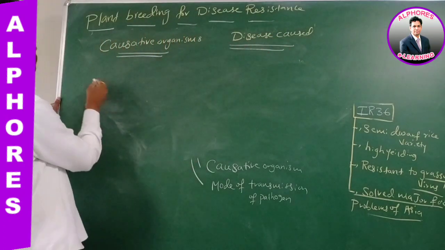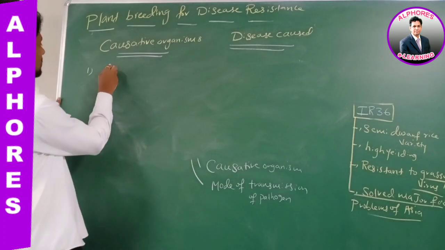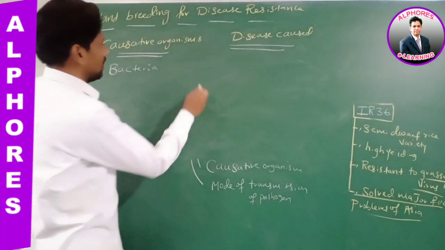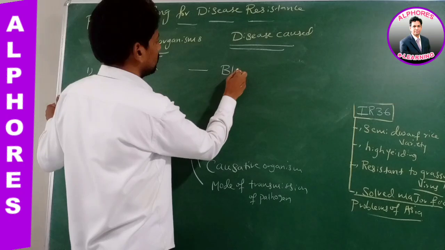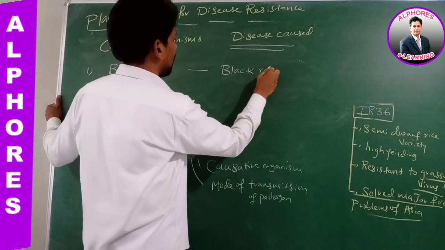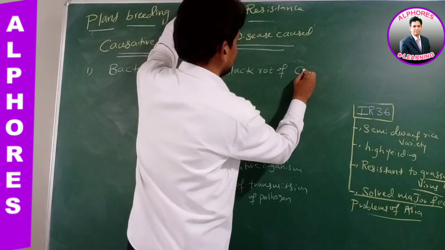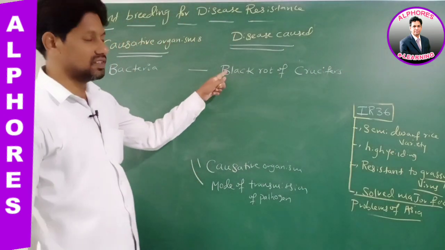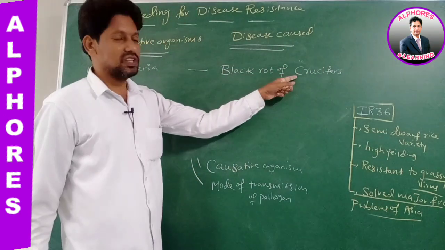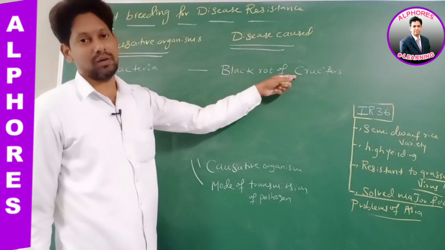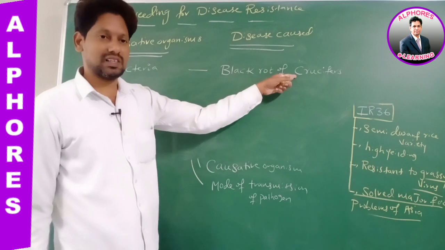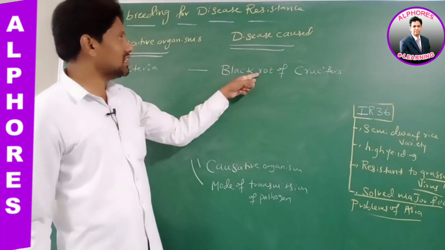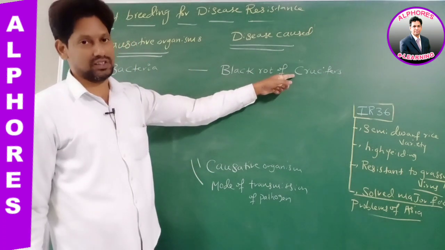Now listen here. Number one, the first one: bacteria. Black rot of crucifers is a disease caused by bacteria. Cruciferae is the previous name of the Brassicaceae family. Therefore, black rot is the disease, and this disease is caused by bacteria on crucifers. Is it okay?